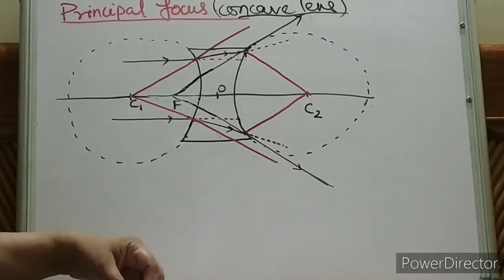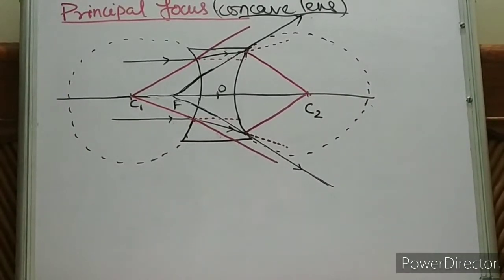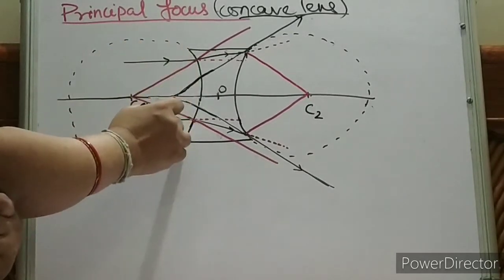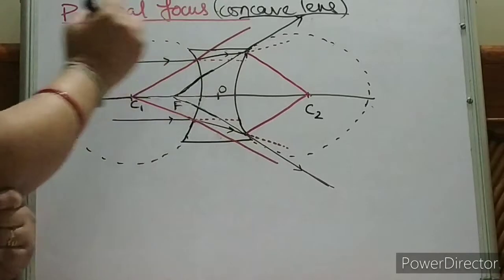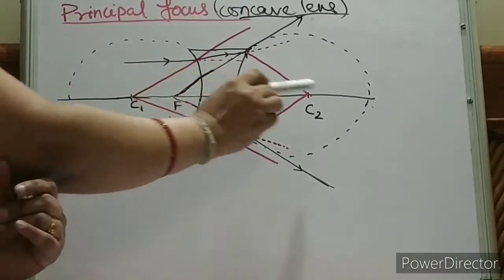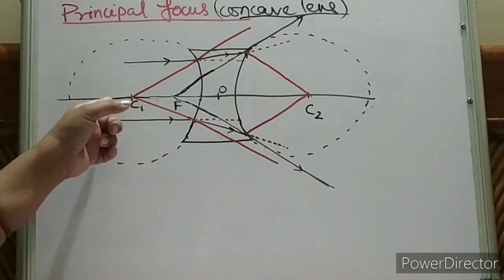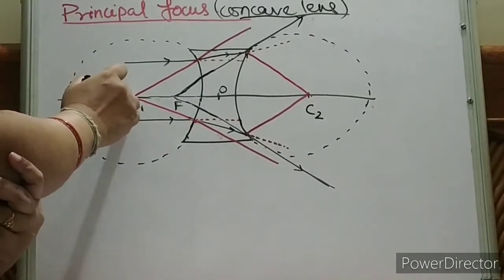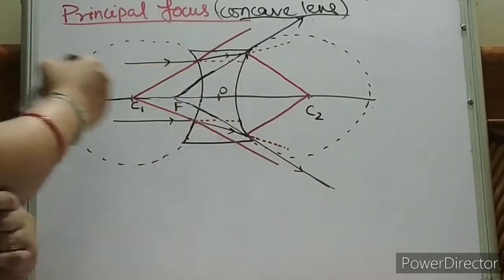Hope you have understood the principal focus and the focal length for convex lens. Today we are going to discuss principal focus and focal length of your concave lens. So this is the picture I have drawn for the concave lens, and this is your principal axis, and you know principal axis is the imaginary line drawn connecting two centers of curvature.